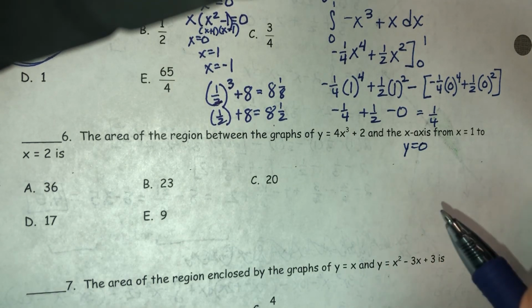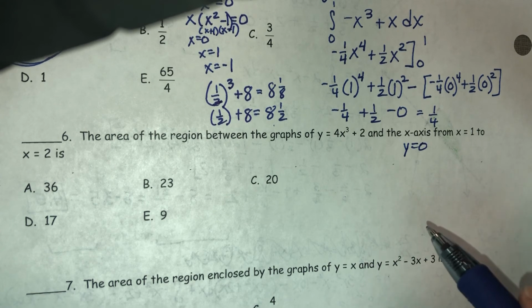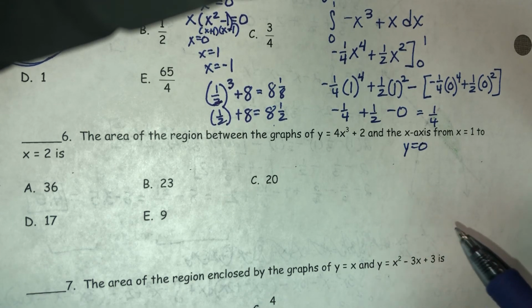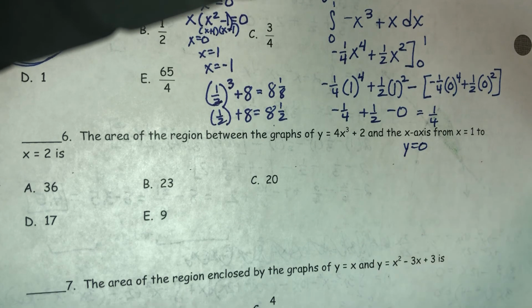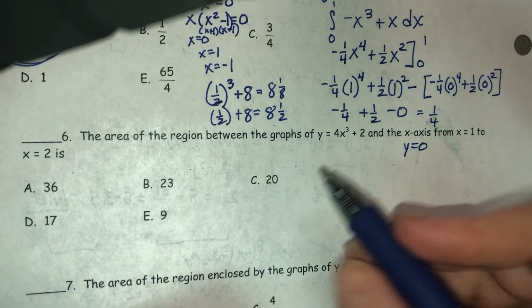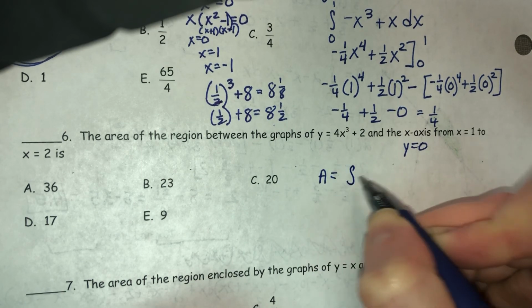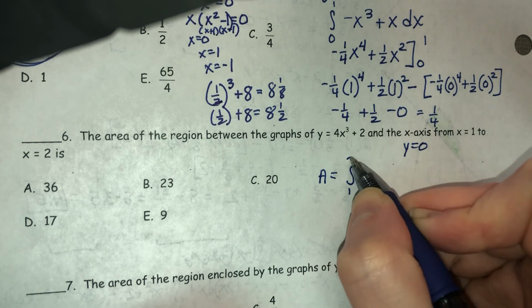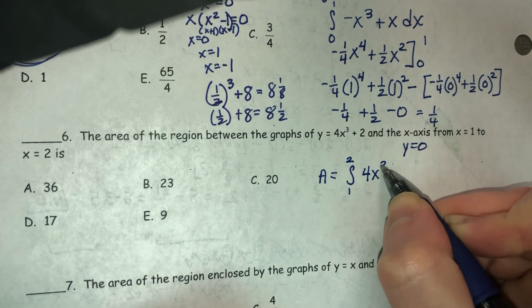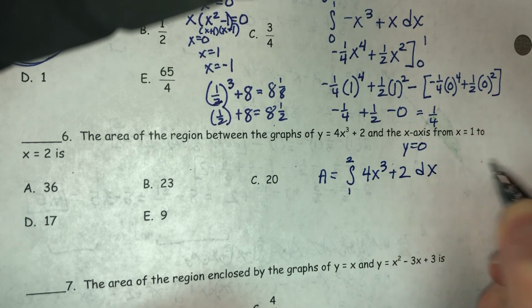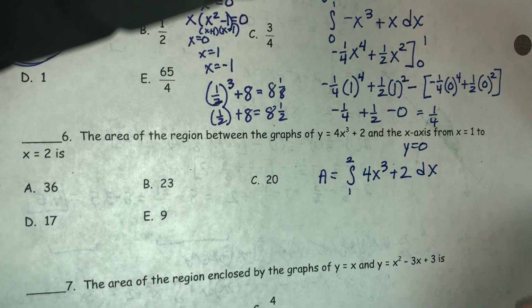In fact, we did work some problems like this when we were doing definite integrals and the fundamental theorem of calculus earlier this year. Before we even learned how to find the area between two curves, we learned how to find the area between a function and the x-axis. So this one is actually kind of a review. So the area is equal to the integral from 1 to 2 of 4x cubed plus 2 dx, because the second function is just minus 0, which you don't really have to write.